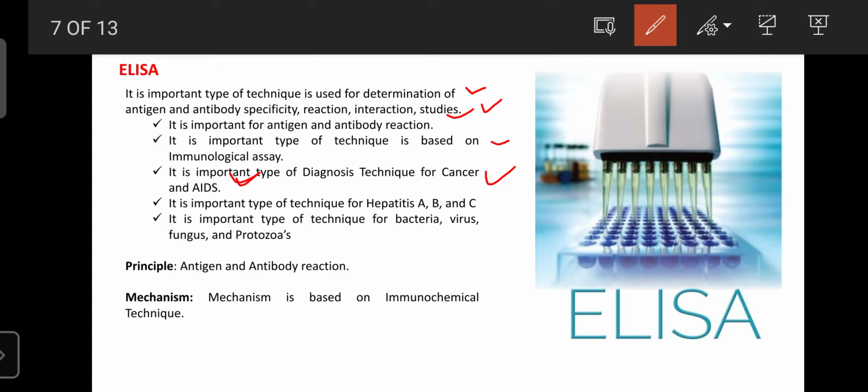It is also an important technique for hepatitis A, B and C, and also for determining bacterial, viral, fungal and protozoal infections. It is helpful for the diagnosis of bacterial infection, viral infection, fungal infection as well as protozoal. So all types of microbial infection are diagnosed with the help of this ELISA technique.